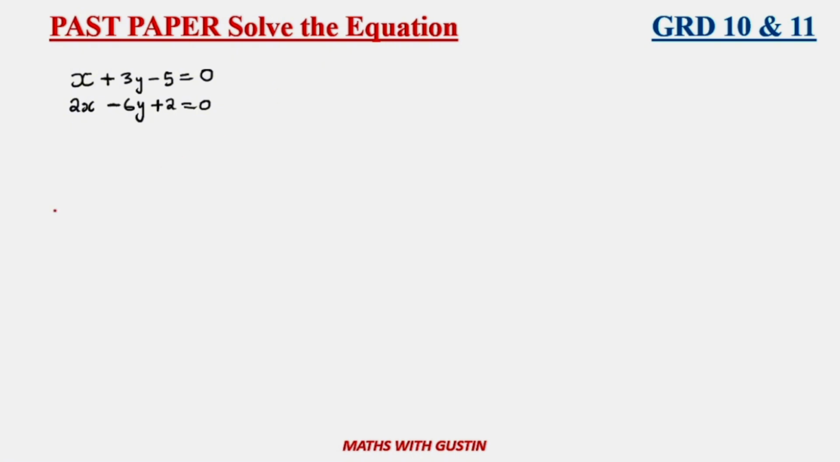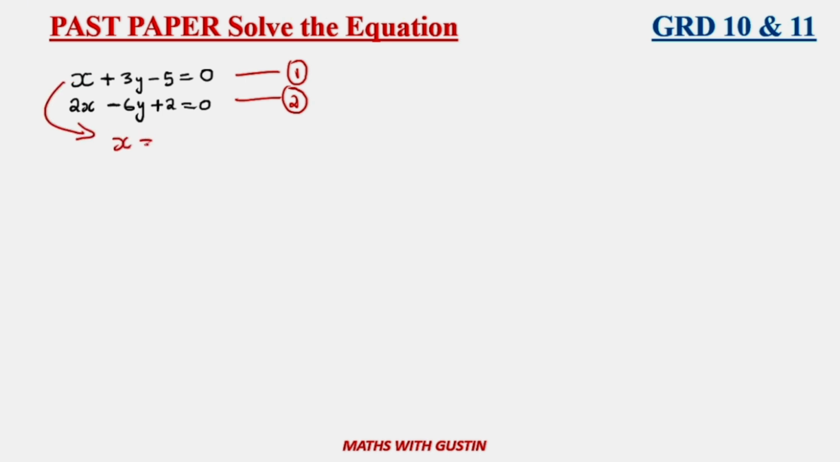We are given an equation here in terms of x plus 3y minus 5 is equal to 0, and also 2x minus 6y plus 2 is equal to 0. So we are going to refer to this as equation 1 and this one as equation 2. Simultaneous equations are ones where you need to solve for x and y. So therefore, what can we do here? We can use equation number 1 to make x the subject of the formula.